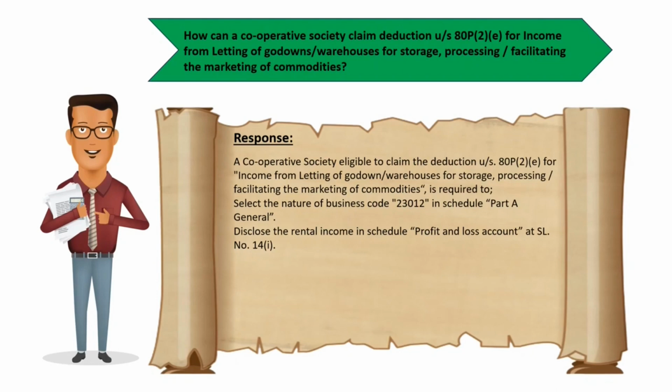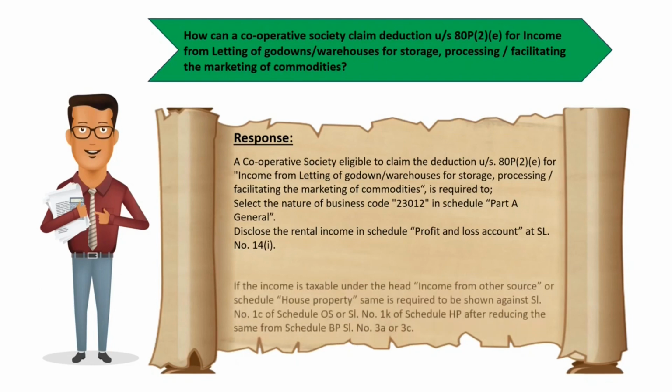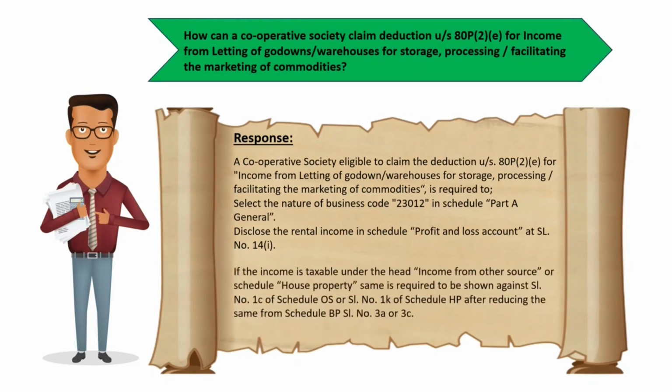Also, it is required to disclose the rental income in Schedule Profit and Loss account at serial number 14.1. If the income is taxable under the head income from other sources or Schedule House property, the same is required to be shown against serial number 1C of Schedule OS or serial number 1K of Schedule HP after reducing the same from Schedule BP, serial number 3A or 3C.